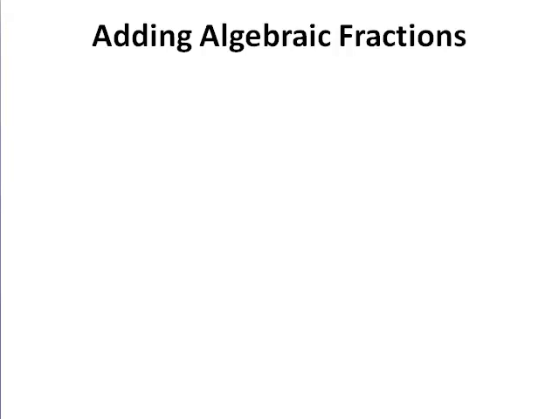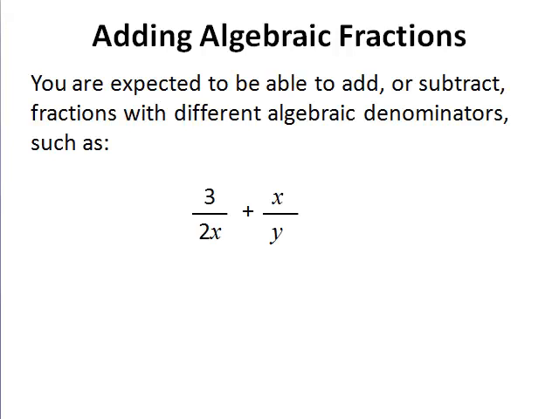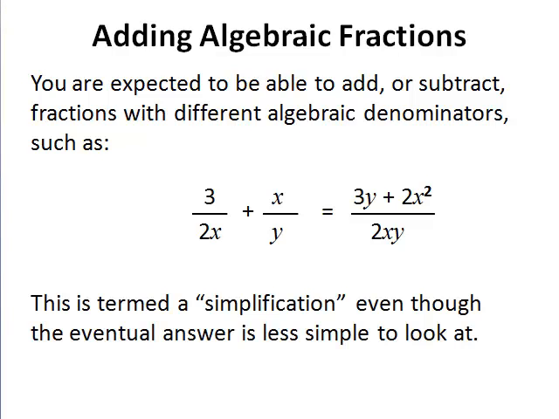and a look at adding algebraic fractions, and that is when we have fractions with variables, unknowns in them, like this one here. So we take 3 over 2x plus x over y, and we have to be able to make that into one fraction. And it's called simplification, even though the answer actually looks more complex at the end. Simplification is taking two terms, that is subtracted or added together, and combining them into one term.